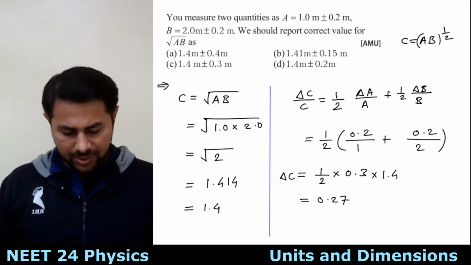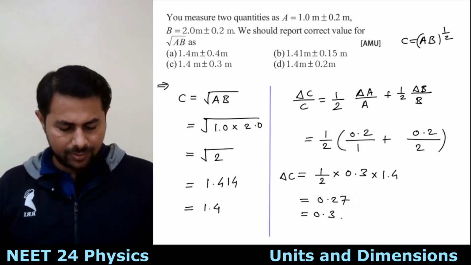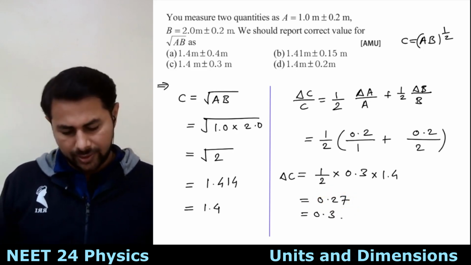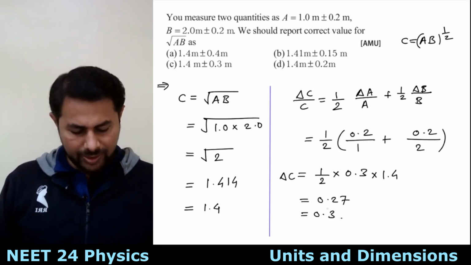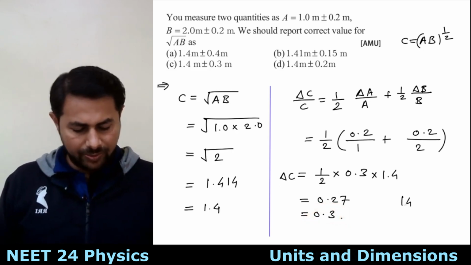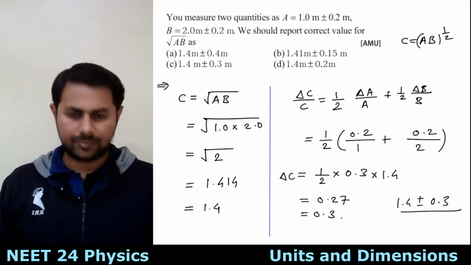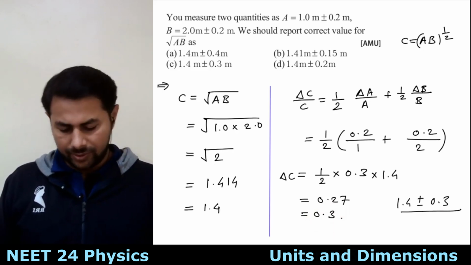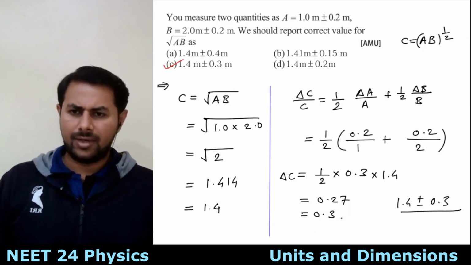Okay, and it rounds off to what? 0.3. Yeah, it is 0.27, no? So it will be 0.3, rounded up, right? So the answer would be 1.4 plus minus 0.3. Okay, so it's option C, not D. Right, everyone?